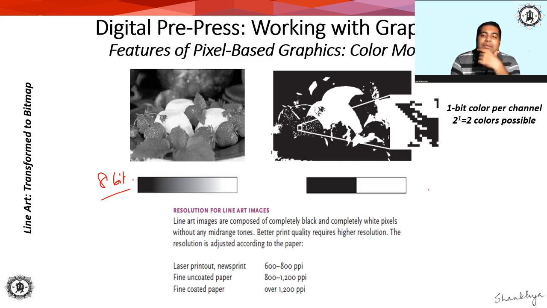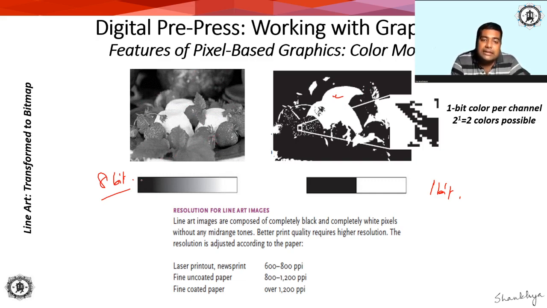So this is a 1-bit image. That means what? Either there is image or there is no image. These white things, the pixel is lighting up. Black, no pixels are lighting up. But in this case, the 8-bit image appears to have so many shades. This is a grayscale image. Remember this. This is a grayscale image, 8-bit.